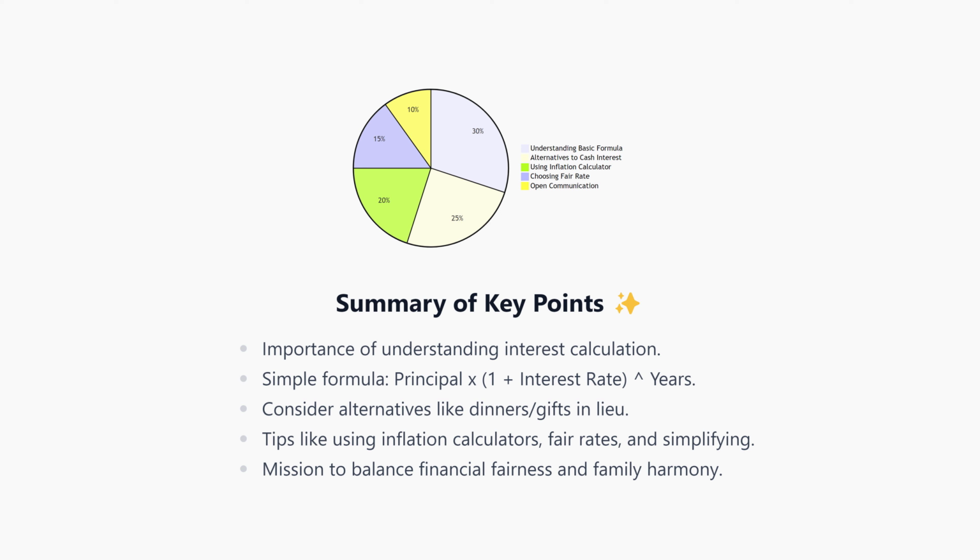In summary, the key aspects of calculating interest on a loan to family include understanding the basic formula of principal times 1 plus interest rate to the power of years. Alternatives to cash interest such as dinners can maintain bonds. Practical tips include using inflation calculators, selecting fair rates, and simplifying. Always balance financial fairness with family harmony.